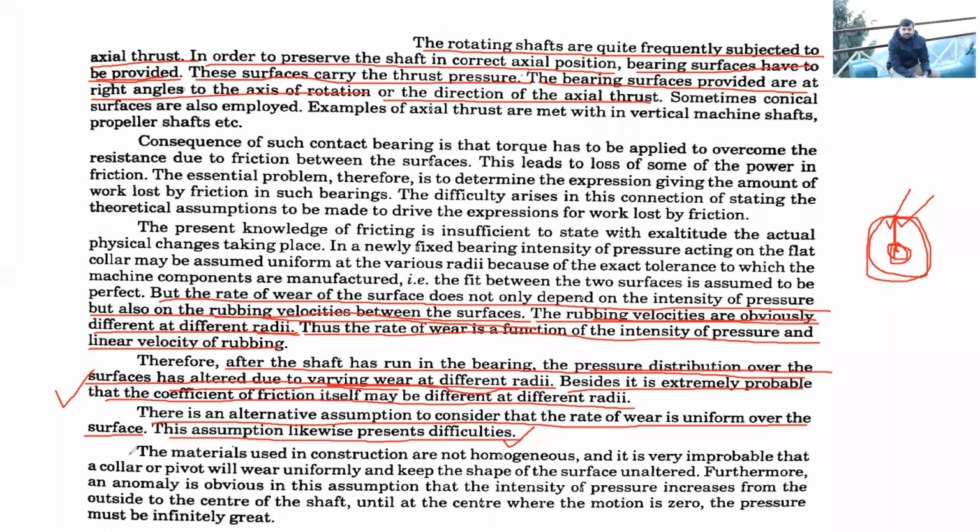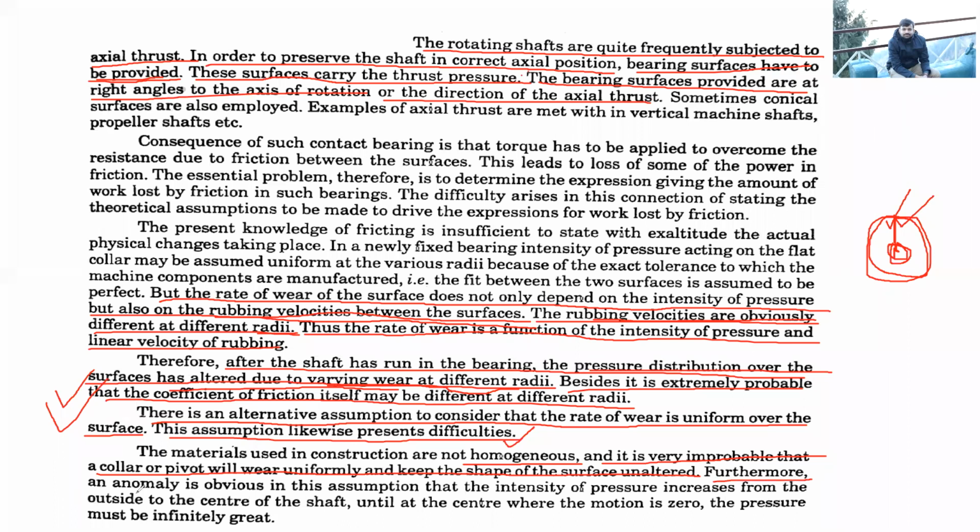Now, this is talking about the material. The materials used in the construction are not homogeneous, and it is very improbable for a collar or pivot to wear uniformly and keep the shape of the surface unaltered. Since the materials which we use for manufacturing might not be perfect, there may be some amount of irregularities in the material. So we cannot say that the wear is uniform.